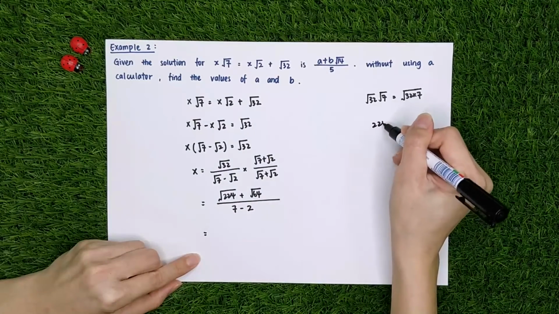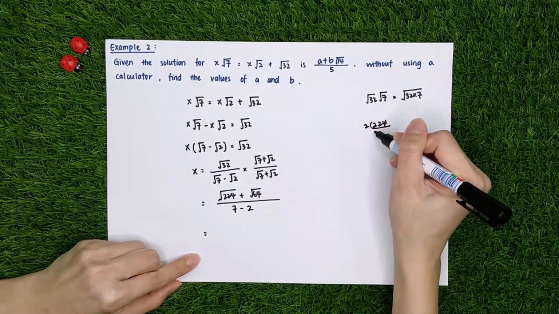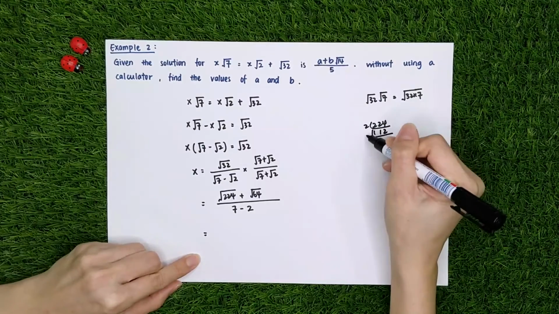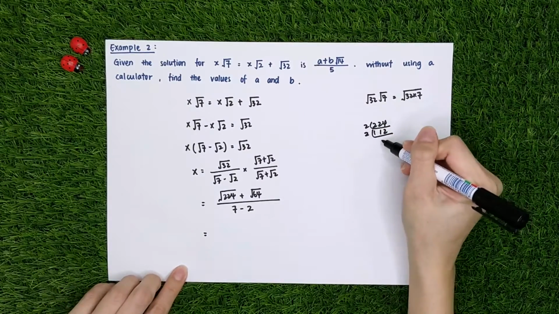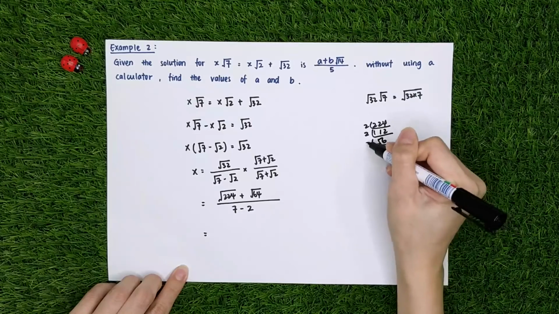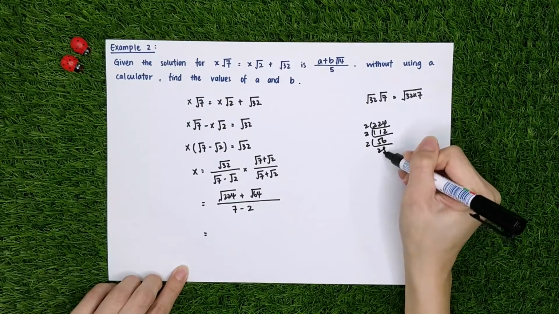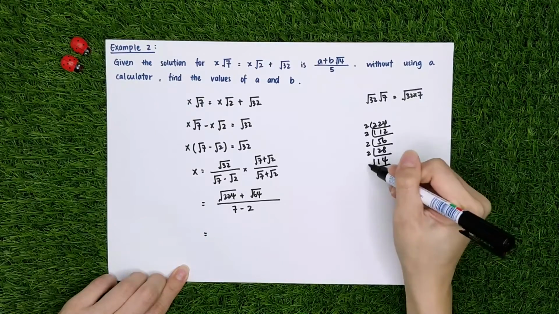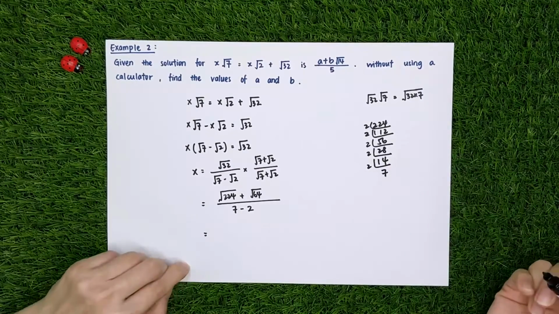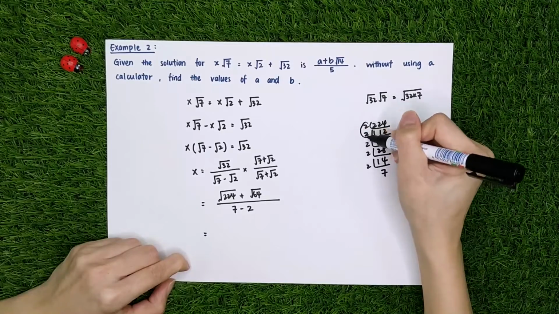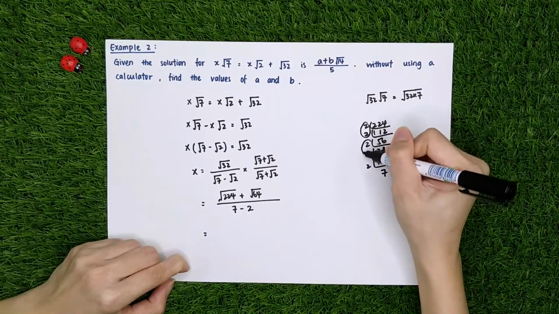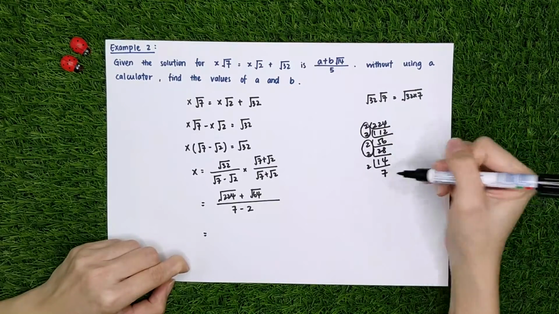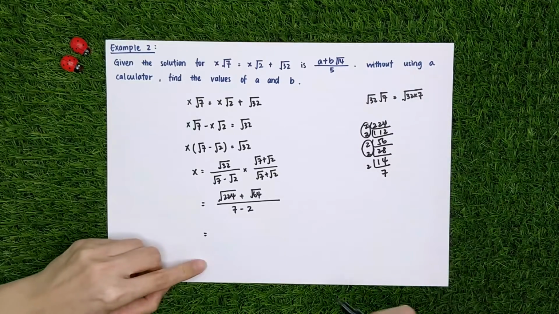So 224 you can divide by 2, you will get 112. Divide by 2 again, you will get 56. Divide by 2 again, you will get 28. Divide by 2 again, you will get 14. And divide by 2 again, you will get 7. Okay? Then this one will form a 2 here. This one will form a 2 here. And I left square root of 2 and square root of 7.